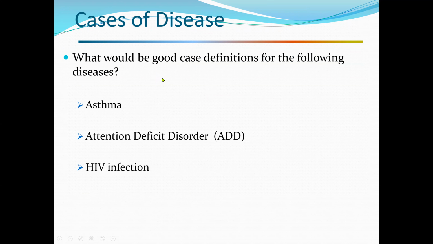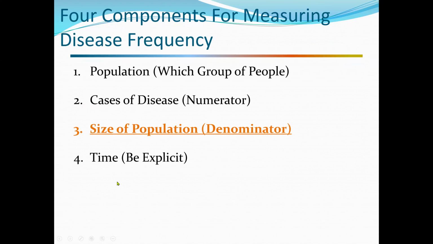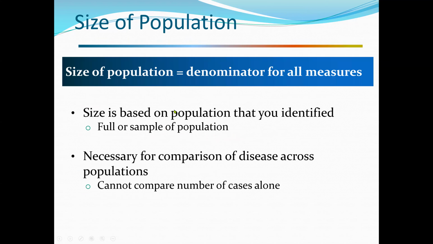So what would be a good case definition for the following diseases? We have asthma, attention deficit disorder, and also HIV infection. So again, the size of the population will be the denominator. And here we say the size of the population will be the denominator for all measures.